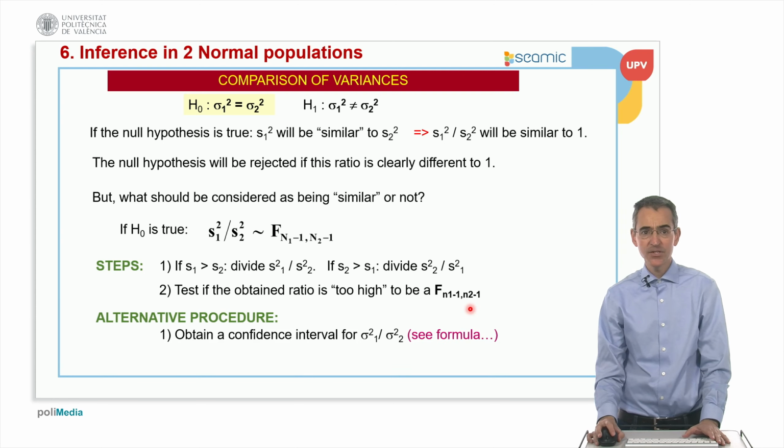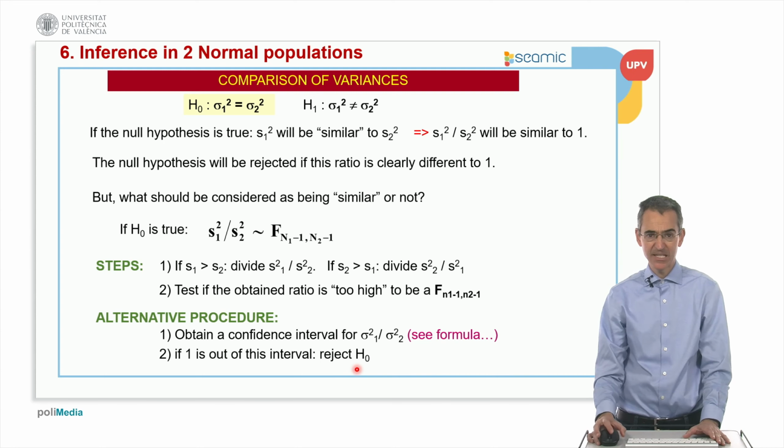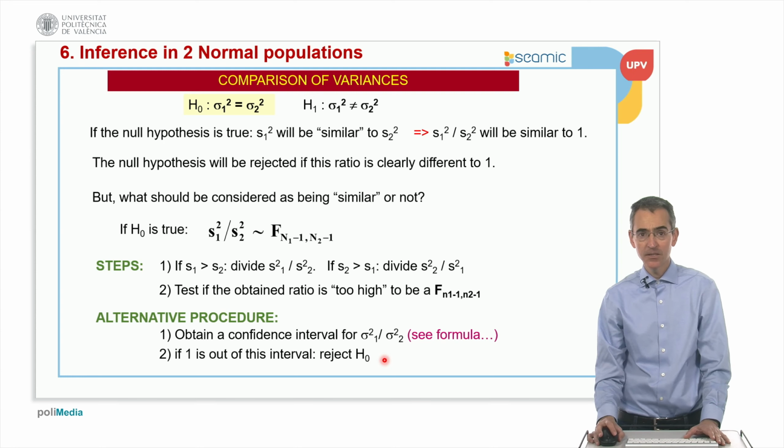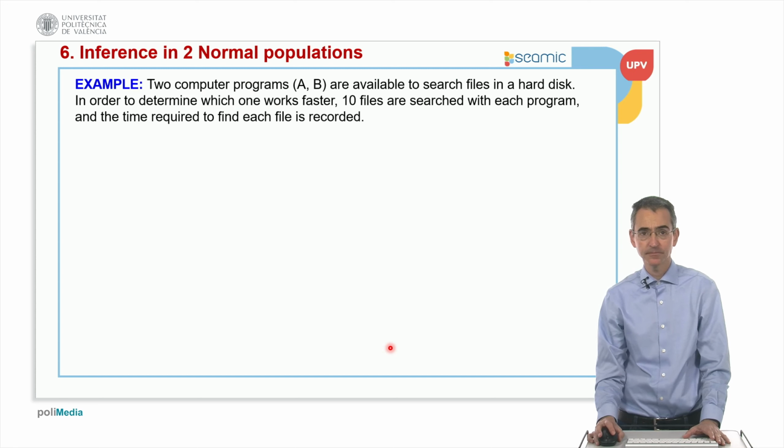There is an alternative procedure, which would be to obtain a confidence interval for the ratio of population variances. The formula is included in your math tables, so this will be another procedure. If the value 1 is outside this interval, we reject the null hypothesis, but if the value 1 is inside this interval, we cannot reject the null hypothesis. So now we will apply these formulas based on an example.